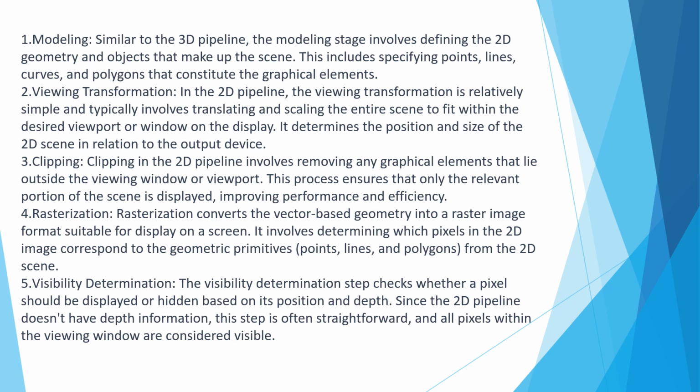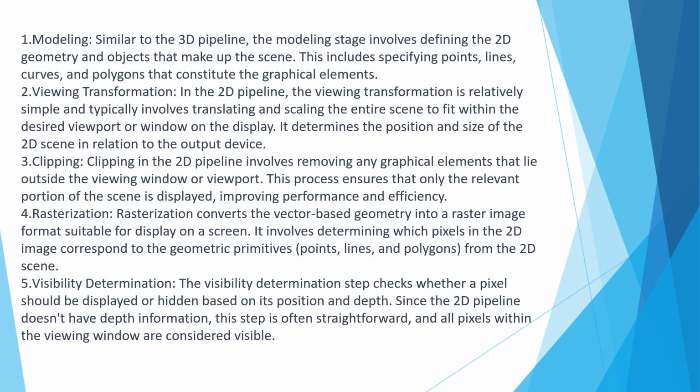Then viewing transformation. In the 2D pipeline, the viewing transformation is relatively simple and typically involves translating and scaling the entire scene to fit within the desired viewport or window on the display. It determines the position and size of the 2D scene in relation to the output device. Clipping. Clipping in the 2D pipeline involves removing any graphical elements that lie outside the viewing window or viewport. This process ensures that only the relevant portion of the scene is displayed, improving performance and efficiency.